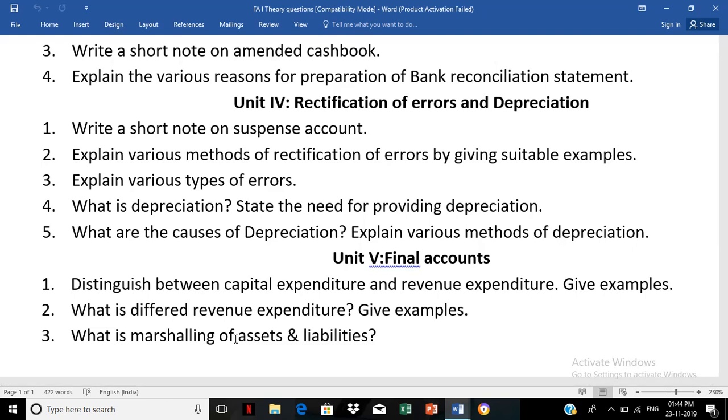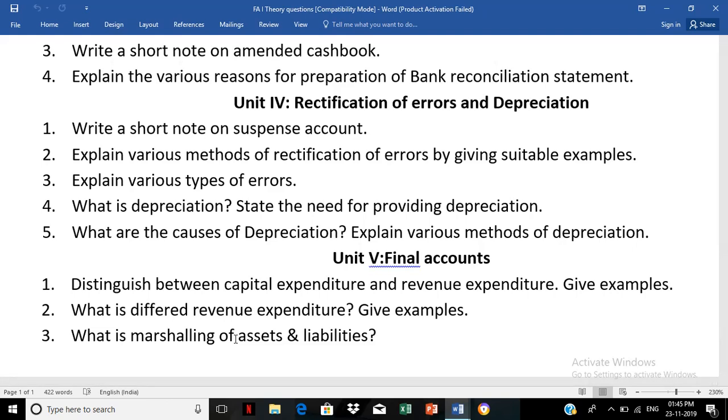Assets, liabilities. We have various headings, no? Fixed asset, current asset. Based on that, we have to divide our assets and show them in the suitable place. That is called marshalling of assets and liabilities. That is with the help of a format. The format will be available in the books. We have to go through that. That is nothing but marshalling only.